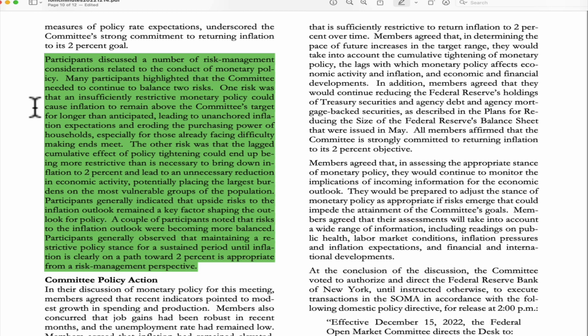Participants generally observe that maintaining a restrictive stance for a sustained period until inflation is clearly on a path toward 2% is appropriate from a risk management perspective. So until that is obvious, they're not going to run to prop up the other risk. They're going to stay on this one. However, I will say this, if there is a shock that tips the economy into negative growth, inflation will drop very, very quickly. And if inflation does drop very, very quickly, it will give them permission to run and manage that other risk, which means rate cuts.